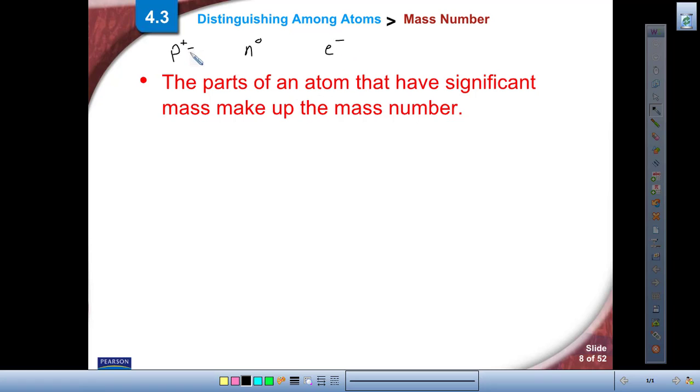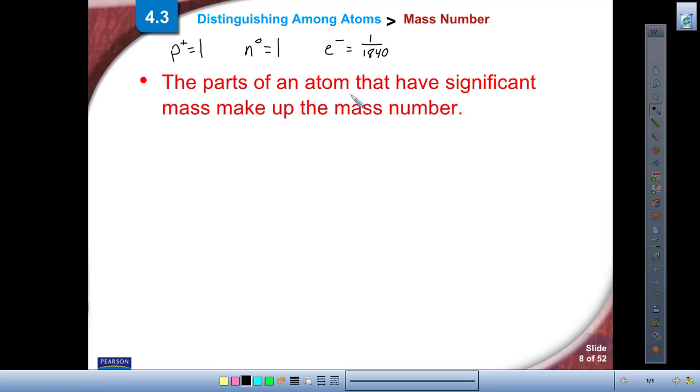And we said the mass of a proton is 1. The mass of a neutron is 1. And an electron is 1 over 1,840. And again, these are in atomic mass units. They're relative values. That just allows us to compare. So this says that these are the same mass, and this is way too small.